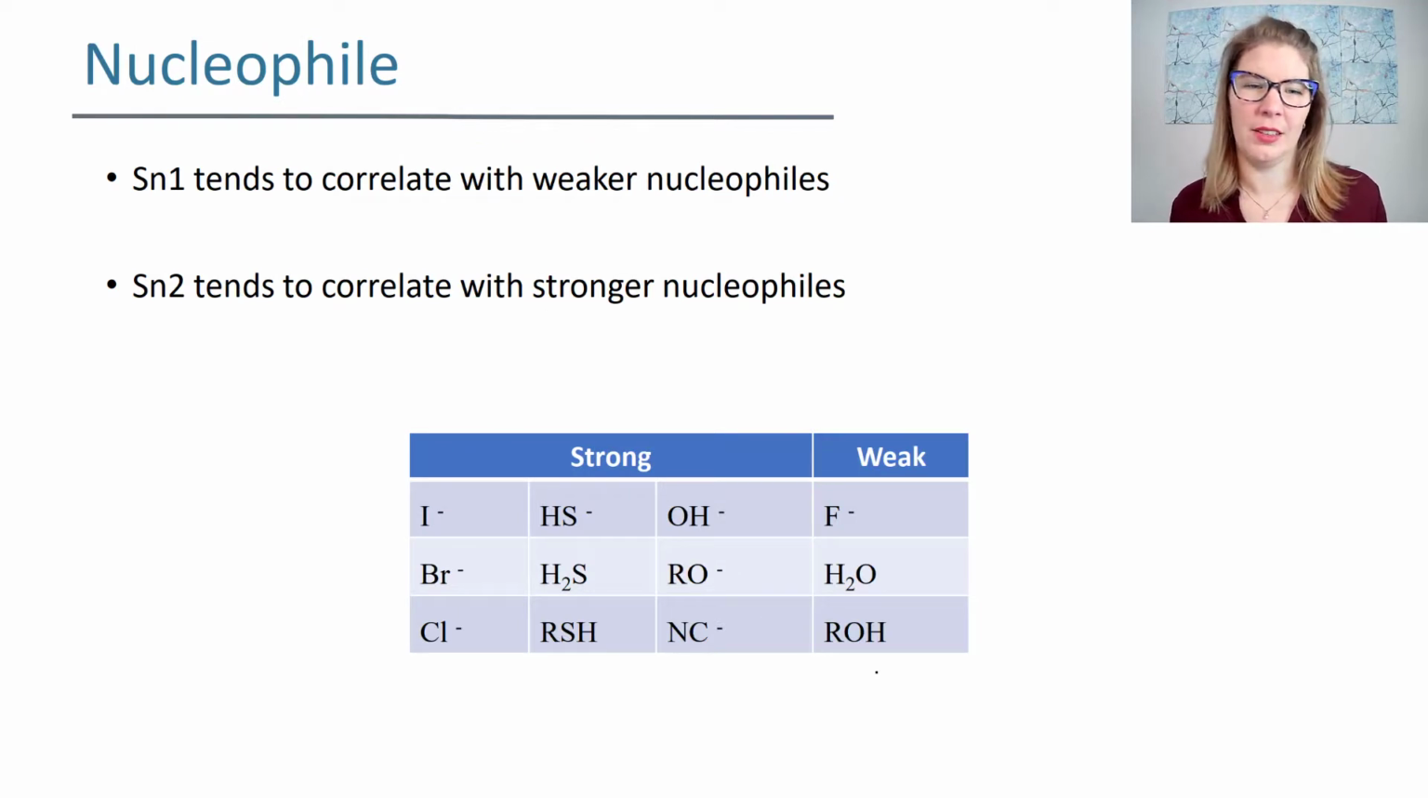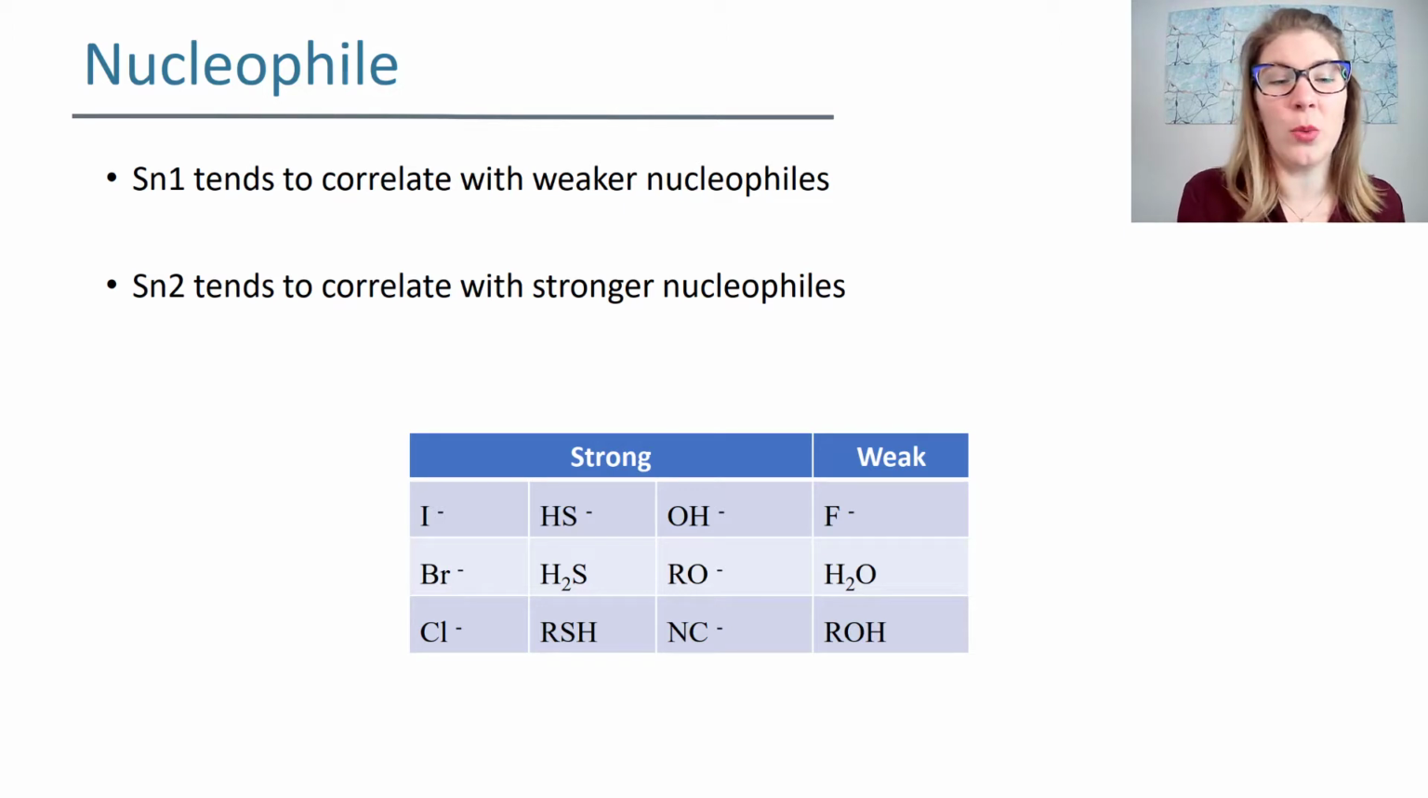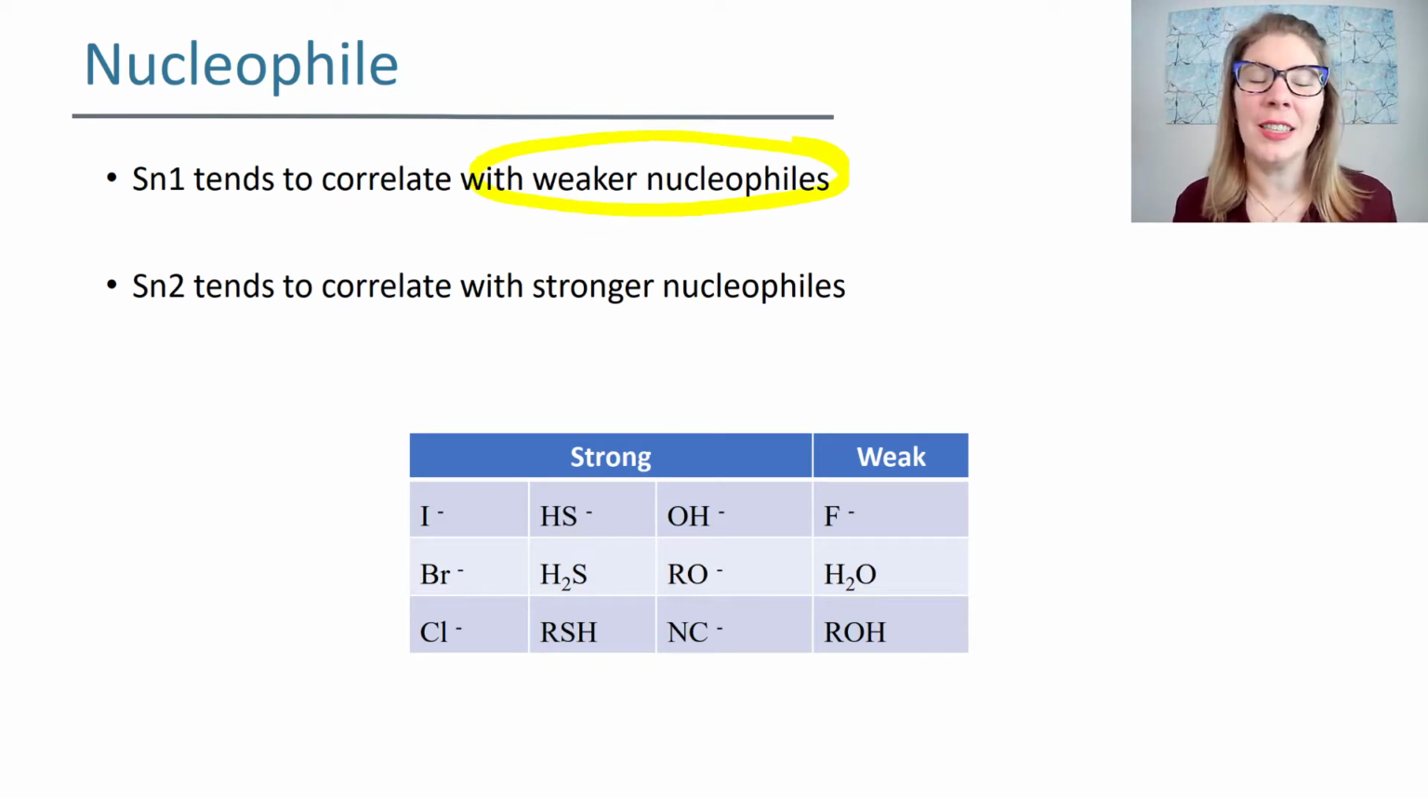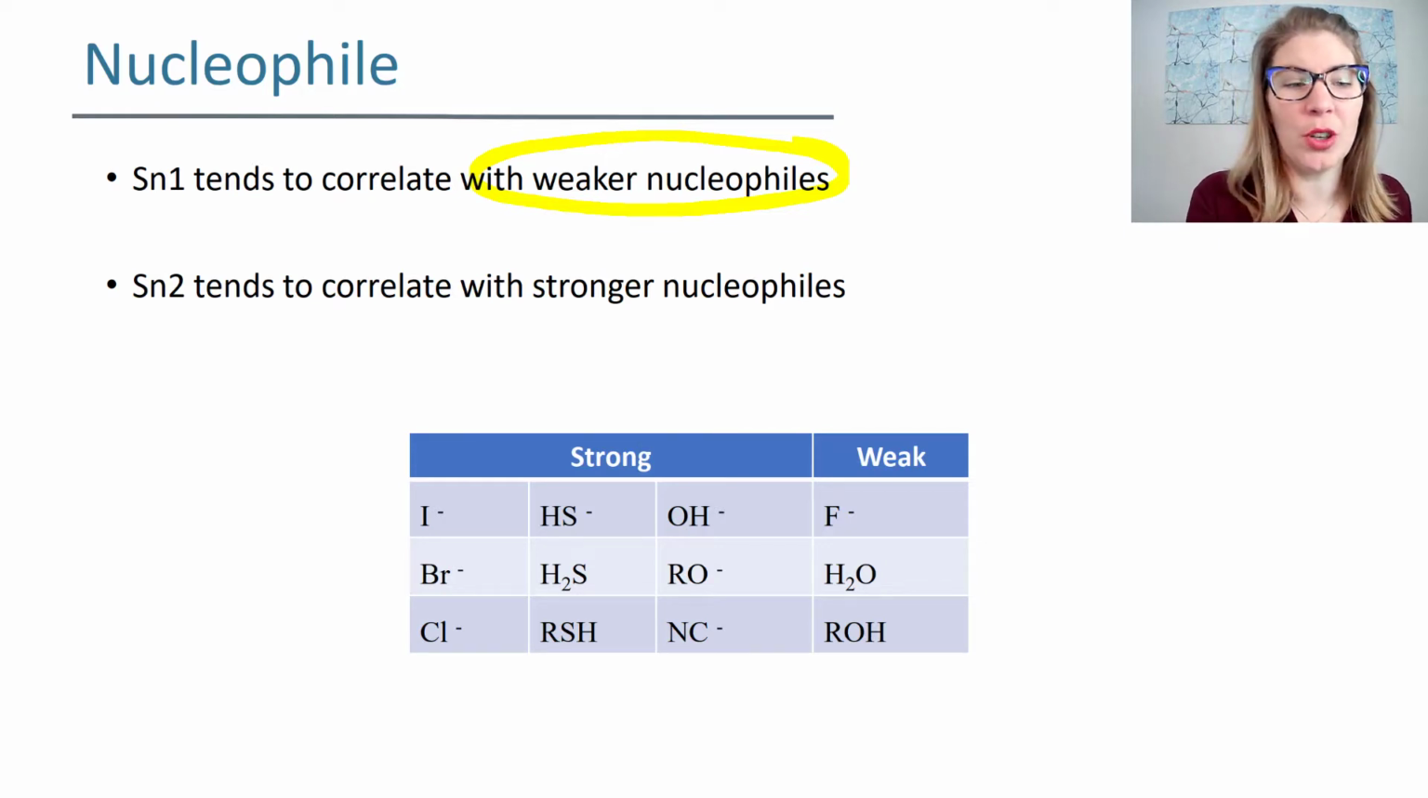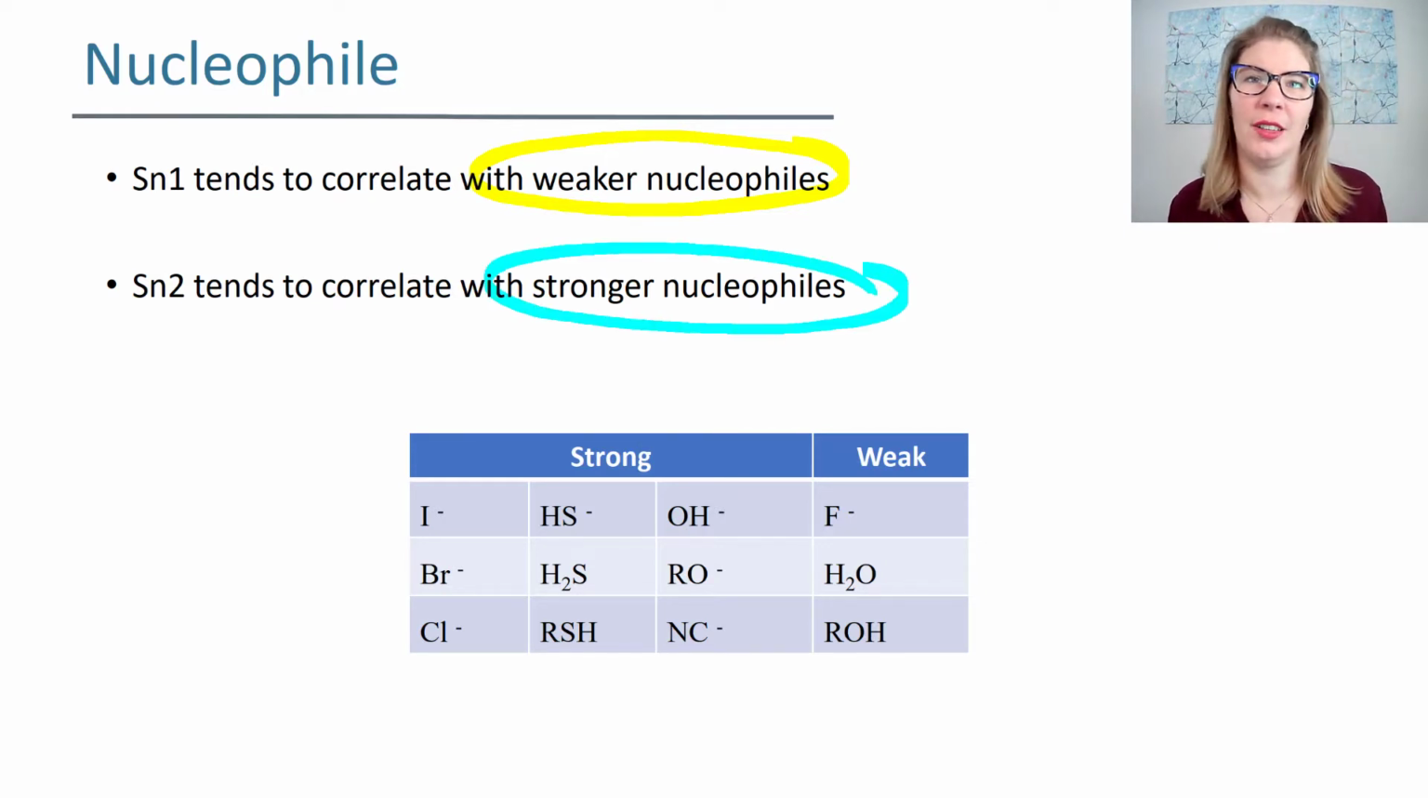Now let's look at nucleophiles. In general, your SN1 reactions correlate with weaker nucleophiles, and that's because the leaving group has already left. You have now a carbocation intermediate, which is an incredible electrophile. So you don't need a strong nucleophile to react with that incredible electrophile. As soon as that carbocation forms, boom, something's reacting with it. Whereas for SN2, because you are forcing out the leaving group, you're going to require a stronger nucleophile there.